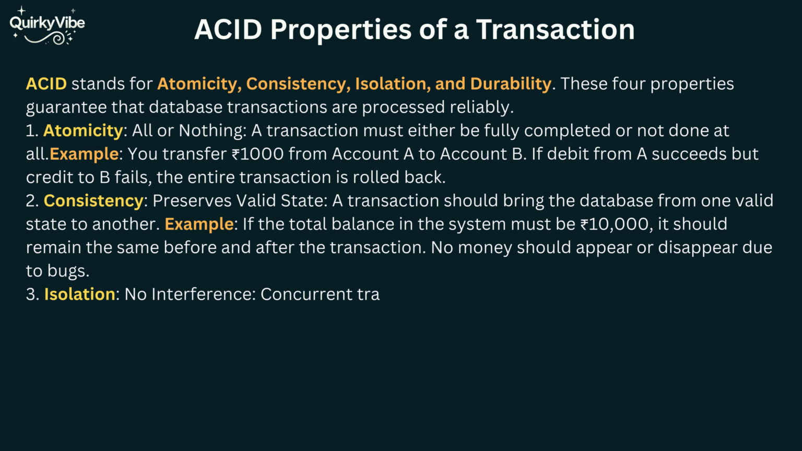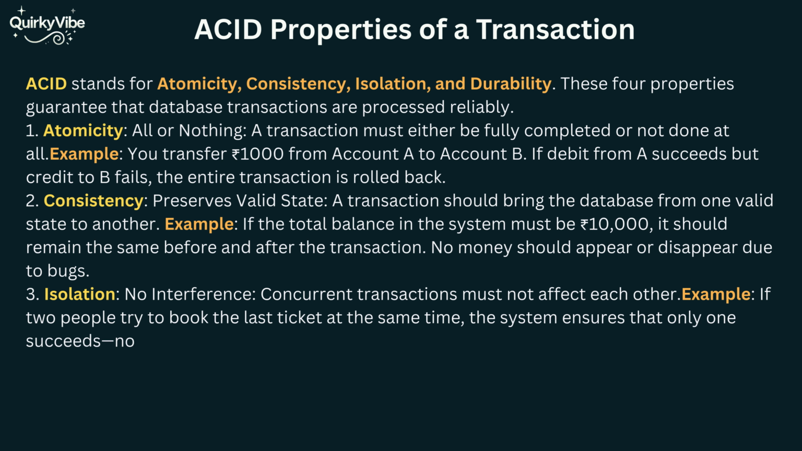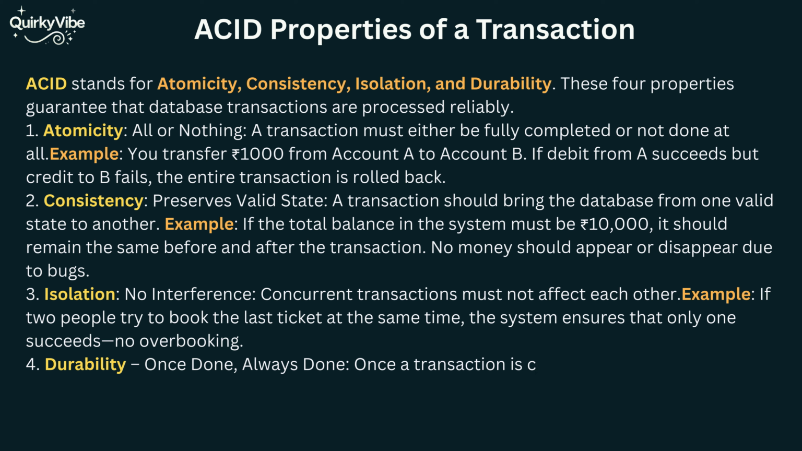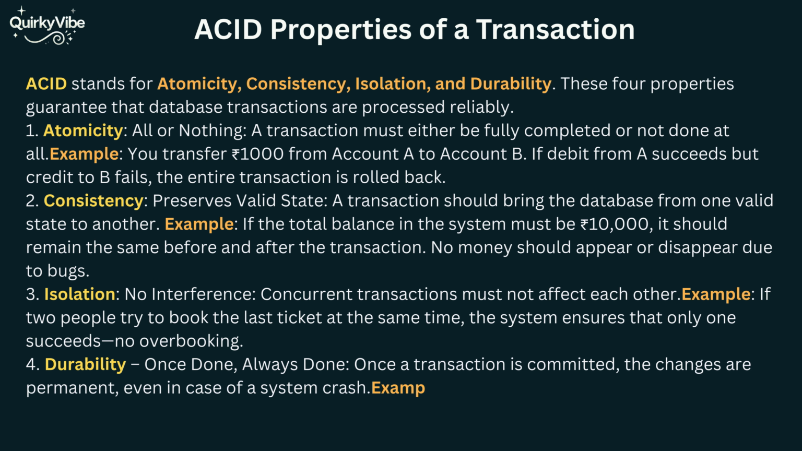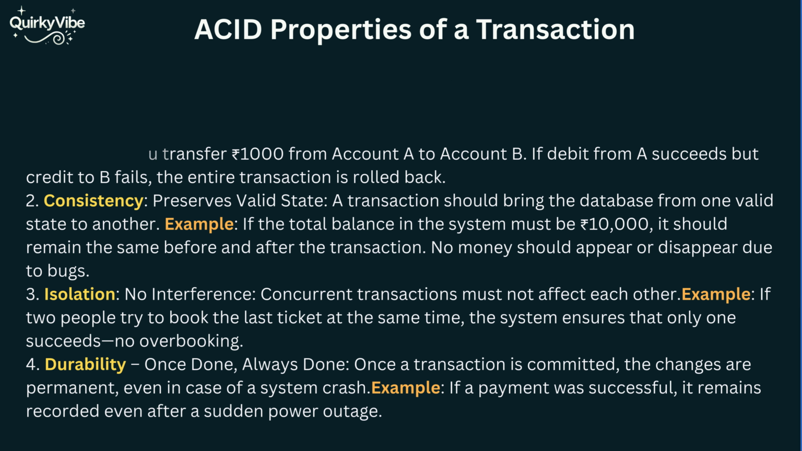3. Isolation, no interference. Concurrent transactions must not affect each other. Example, if two people try to book the last ticket at the same time, the system ensures that only one succeeds, no overbooking. 4. Durability, once done, always done. Once a transaction is committed, the changes are permanent, even in case of a system crash. Example, if a payment was successful, it remains recorded even after a sudden power outage.